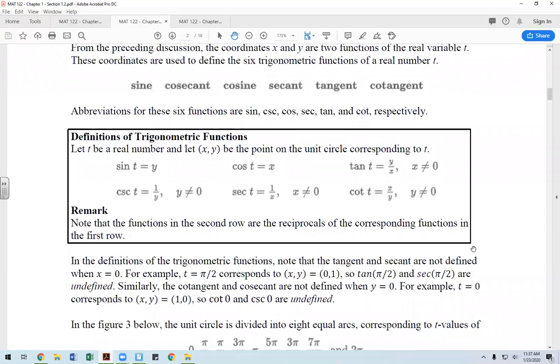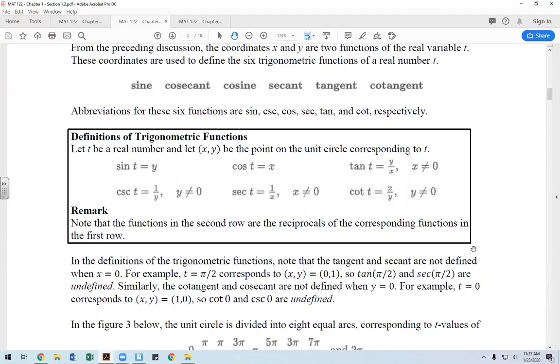So as you can see, since our x is going to be in the denominator, any value in the denominator cannot equal 0. So anytime you end up at an ordered pair where your x value is going to be 0, you're actually going to get an undefined value for your tangent function.